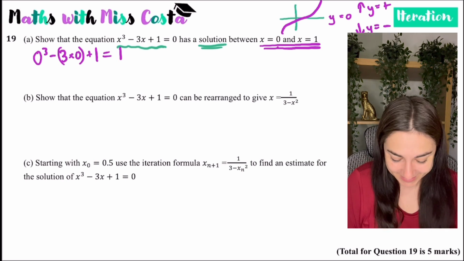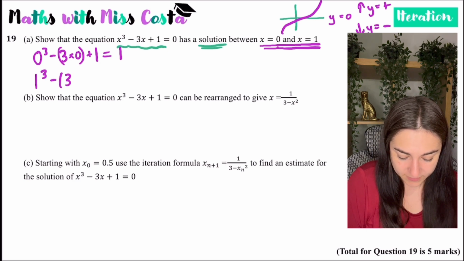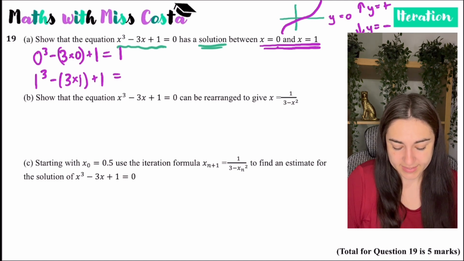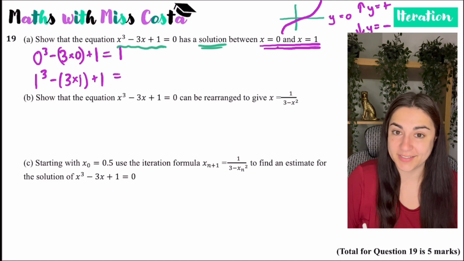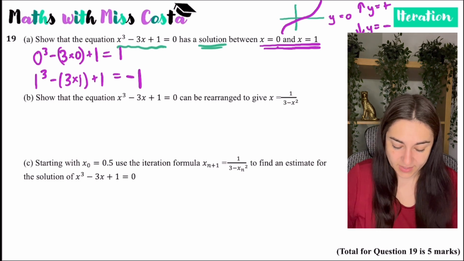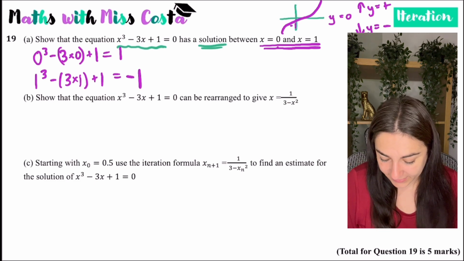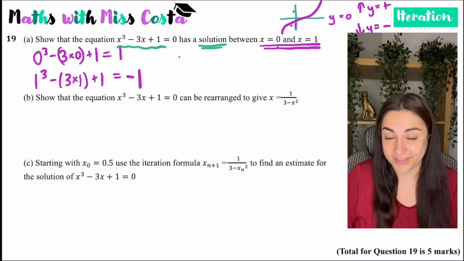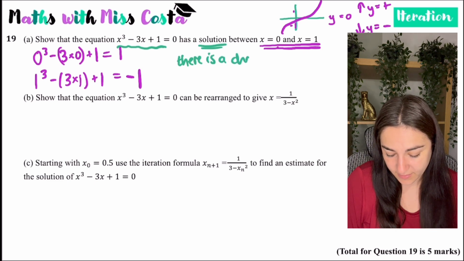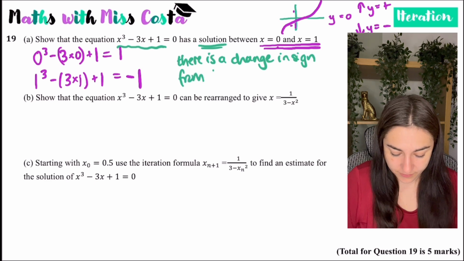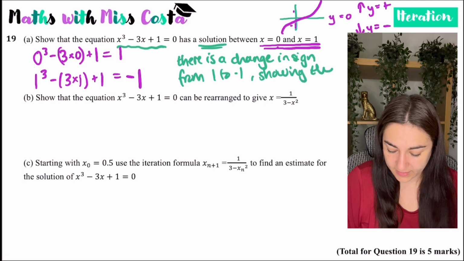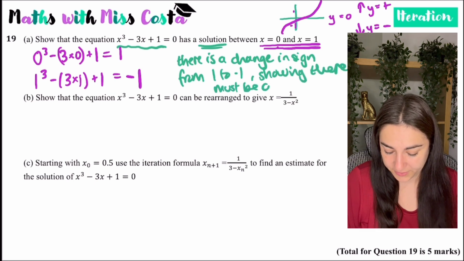So what we're hoping for is that the next part is a negative. So 1 cubed, take away 3 times 1, plus 1 equals, well, 1 cubed is 1. 1 take away 3 is minus 2. Minus 2 plus 1 is negative 1. So I know that the y values are going to be negative 1 and 1. So therefore, to show that there is a solution, you say there is a change in sign from 1 to negative 1, showing there must be a solution.